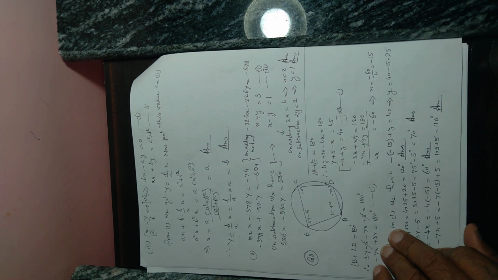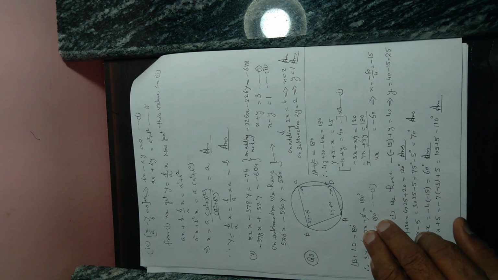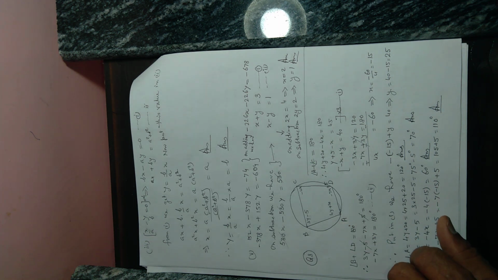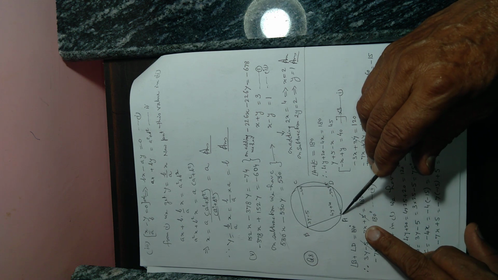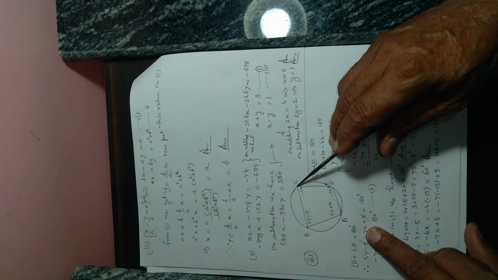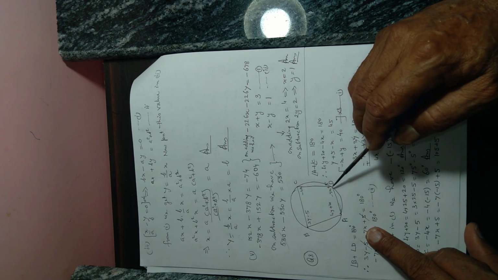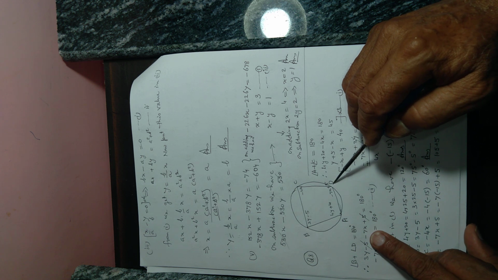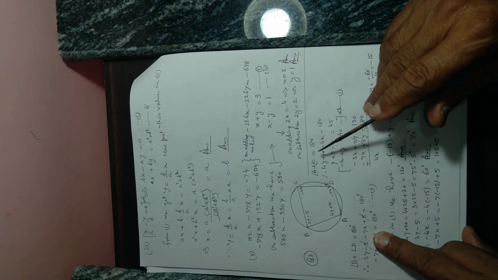Now proceed. Question number 8. ABCD is a cyclic quadrilateral. See, the figure is given here. Find the angles of the cyclic quadrilateral. And what is the characteristic of a cyclic quadrilateral? It means the sum of opposite angles should be equal to 180 degrees. Angle A plus angle C should be equal to 180 degrees. Angle B plus angle D should be equal to 180 degrees. It is the characteristic of a cyclic quadrilateral.